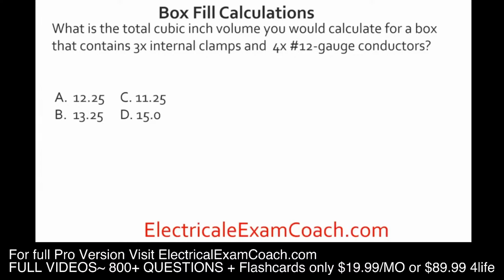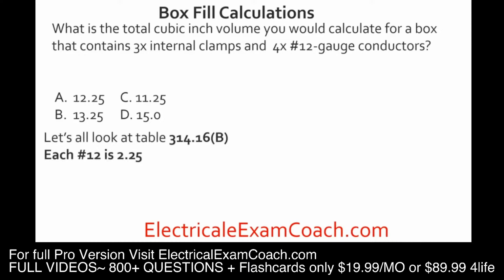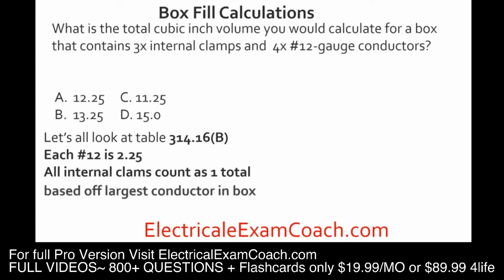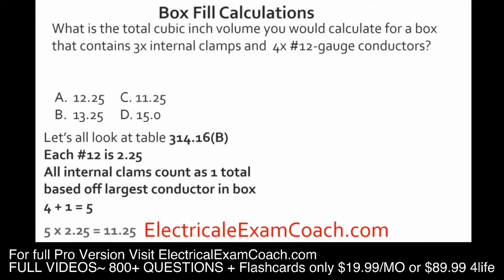What is the total cubic inch volume you would calculate for a box that contains 3 internal clamps and 4 12-gauge conductors? We head to our table. We know what each 12 is. All internal clamps count as 1 total based off the largest conductor in the box. We only have 1 size wire in the box, so we're good to go. We take our 4 original conductors plus our 1 clamp count, and that equals 5. We bear our math out, and we select C.